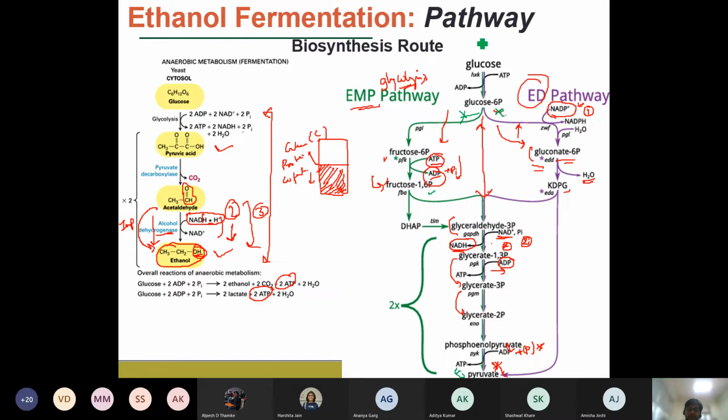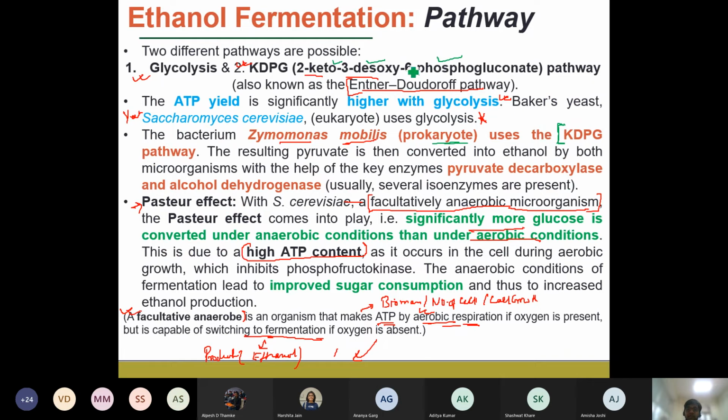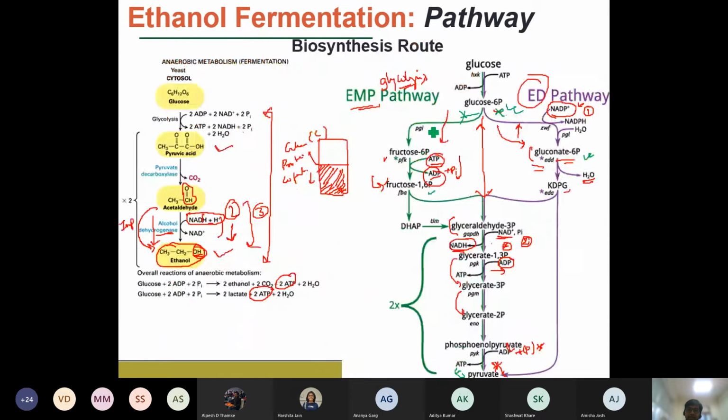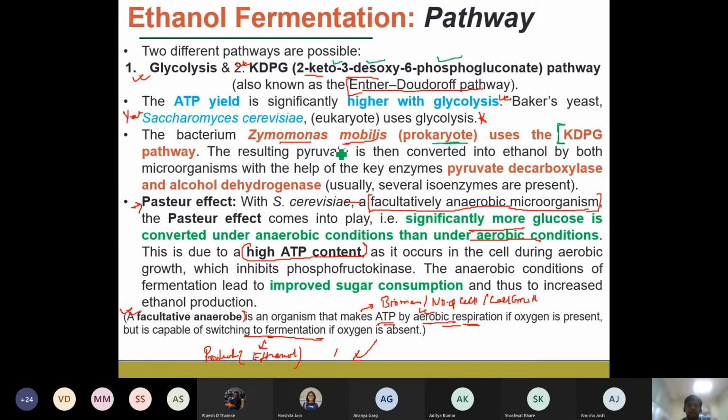But in the case of the ED pathway, there is a slight change. The slight change is that the glucose 6 phosphate is converted into the gluconate derivative of 6 phosphate, and that is converted into the KDPG, that is the 2-keto-3-deoxy-6-phosphogluconate. The glycolysis pathway generally is followed, for example, mostly by the yeast, but this pathway is generally followed by bacteria such as Zymomonas mobilis.